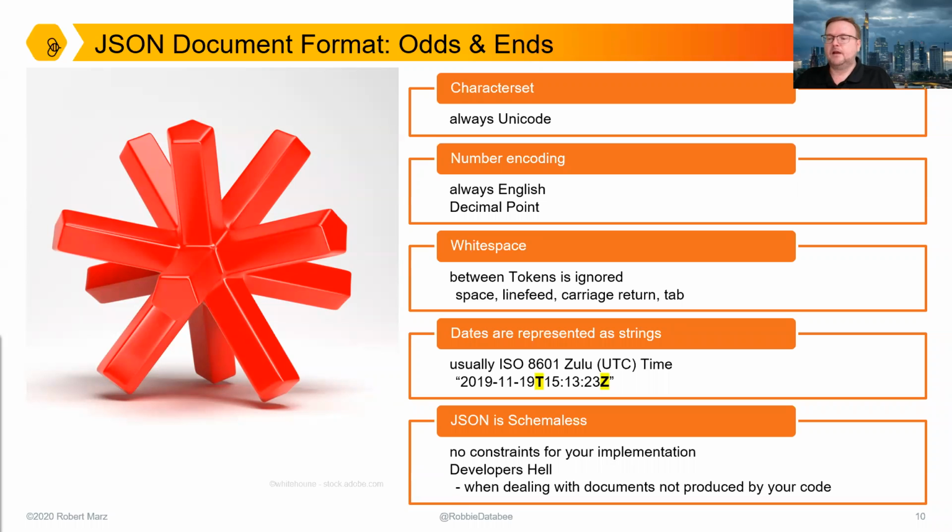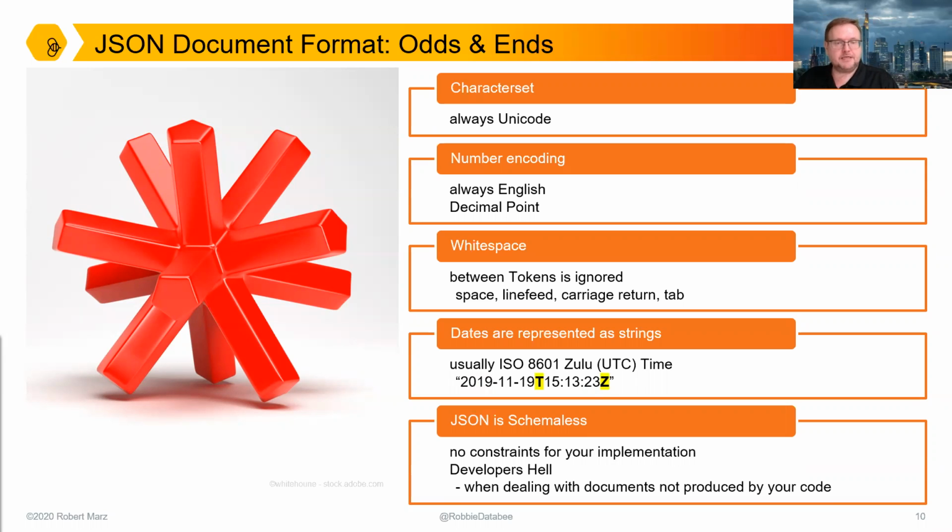Dates are represented as strings. Usually, dates are just strings. It has become a web standard, which is not standardized, but it has become a standard to use the ISO 8601 Zulu time format. And I have an example right here. This means a 4-letter year, 2-letter month, 2-letter day, divided by T for time, followed by the time, and then the Z for Zulu, which means dates in a JSON document are expected to be in UTC time.